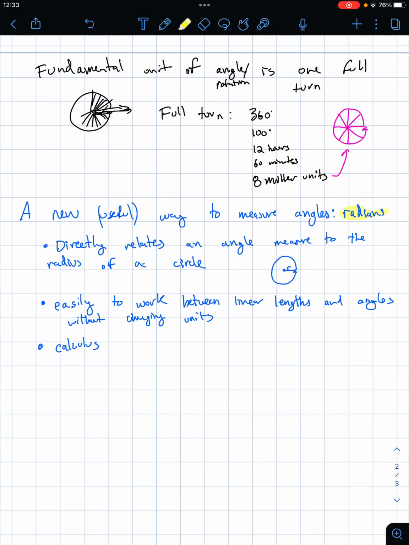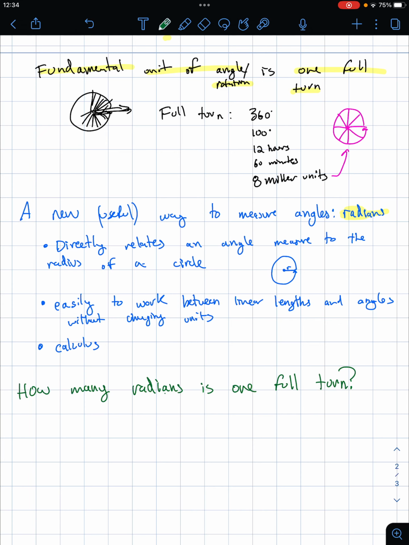Okay, so if we said the fundamental unit of an angle is one full rotation or one full turn, well, then the question you should ask yourself is, how many radians is one full turn?